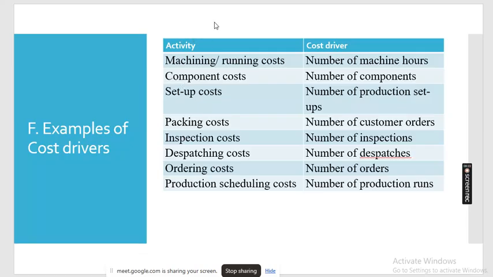Now, for these activities, you need to identify their cost driver. For example, machining or running cost, you use number of machine hours. Component cost, you use number of components. Setup cost, you use number of production setups. Packing cost, you use number of customer orders. Inspection cost, you use number of inspections. Dispatching cost, you use number of dispatches. Ordering cost, you use number of orders. And production scheduling cost, you can use number of production lines. So these things should be memorized. Sometimes you can use common sense, but it's better to memorize them.